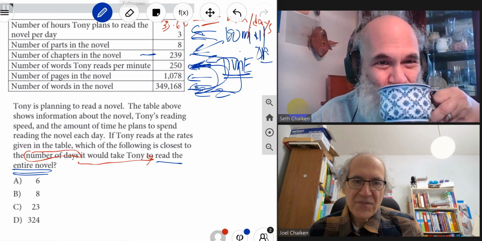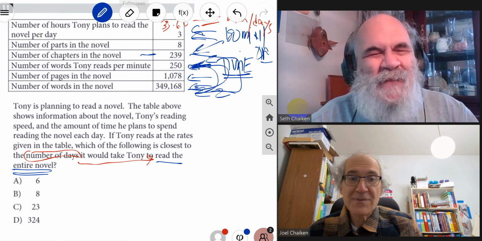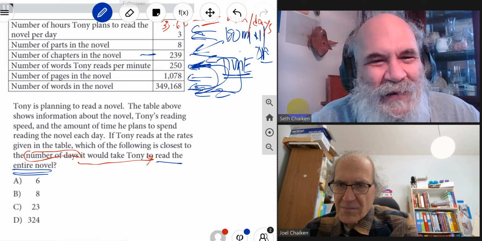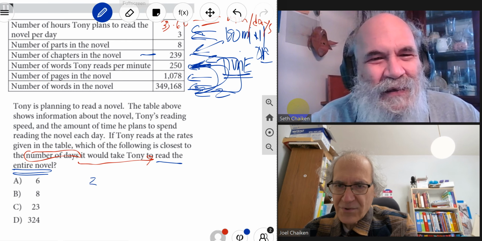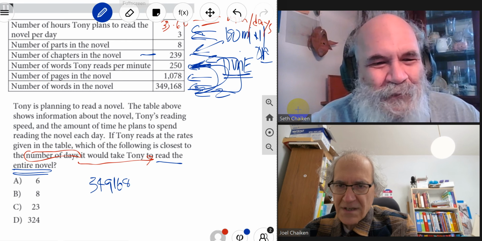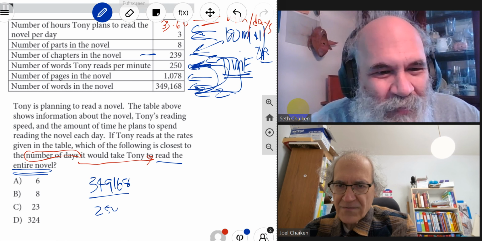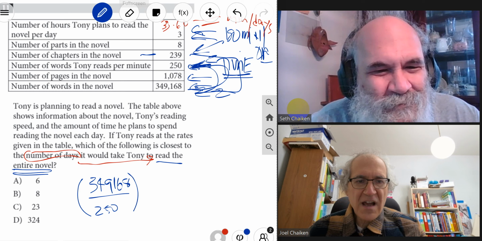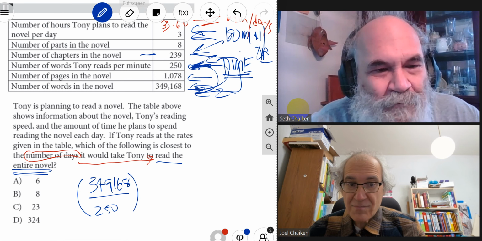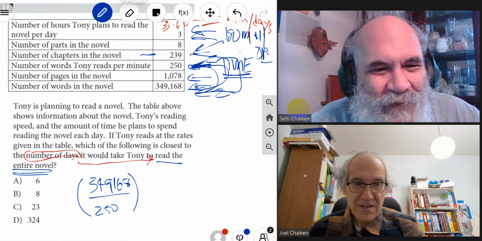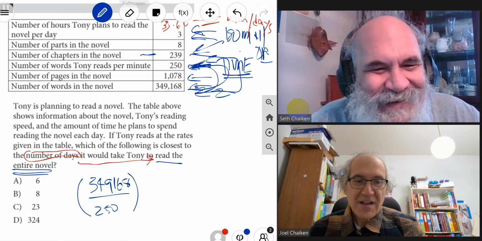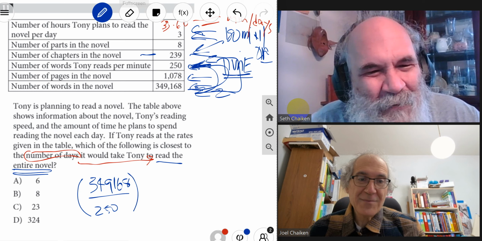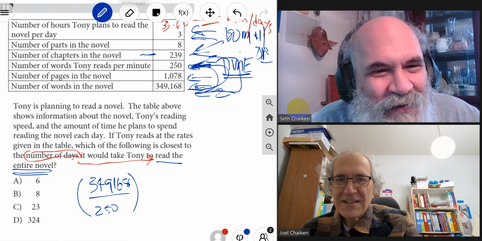So we could do it. We could first do it without unit analysis, which is not advised. The number of words: is it 349,168 divided by 250? Please write in the units. No, because I'm going to do the problem as if people are really doing it, and then I'm going to do it correctly. This is the way most people do it. Most people are going to forget the units. Okay, Seth, you're right. Let's put the units in.